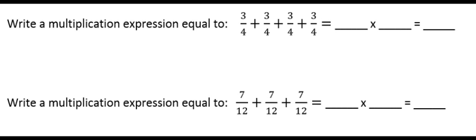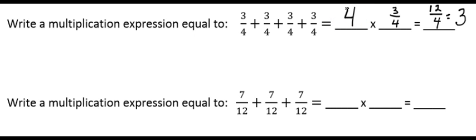Now let's see how this relates to multiplication. It says write a multiplication expression equal to my 4 groups of 3/4 that I showed in the first tape diagram. All that means is I'm going to take 4 groups of 3/4. 4 times 3/4 was 12/4. And again, that was the same as 3 wholes.